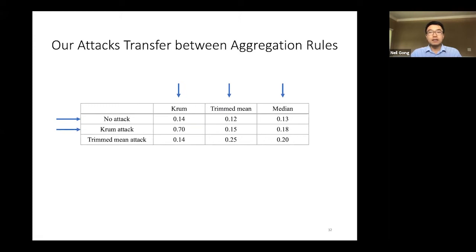This row means that the attacker assumes the server uses Krum and performs the attack based on Krum. And this row means that the attacker assumes the server uses trimmed mean and performs the attack based on trimmed mean. Again, the numbers in the table are the testing error rate of the global models. As we can see from this table, our attack constructed based on one aggregation rule is also effective against other aggregation rules in most cases.